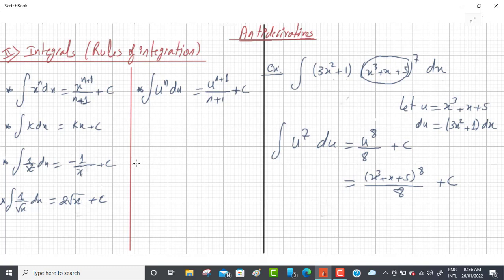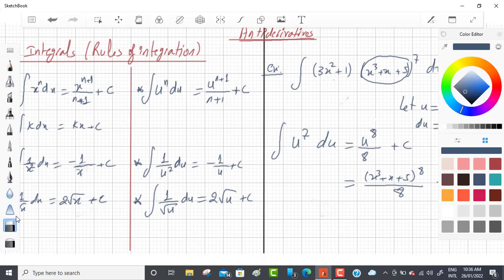The second formula is the same as this one: the antiderivative of 1 over u squared du is minus 1 over u plus c. And the last formula is the same as this one: the antiderivative of 1 over radical u du is 2 radical u plus c. So we have the same formulas, but with the letter u when we do a variable change. Let's give some other examples.